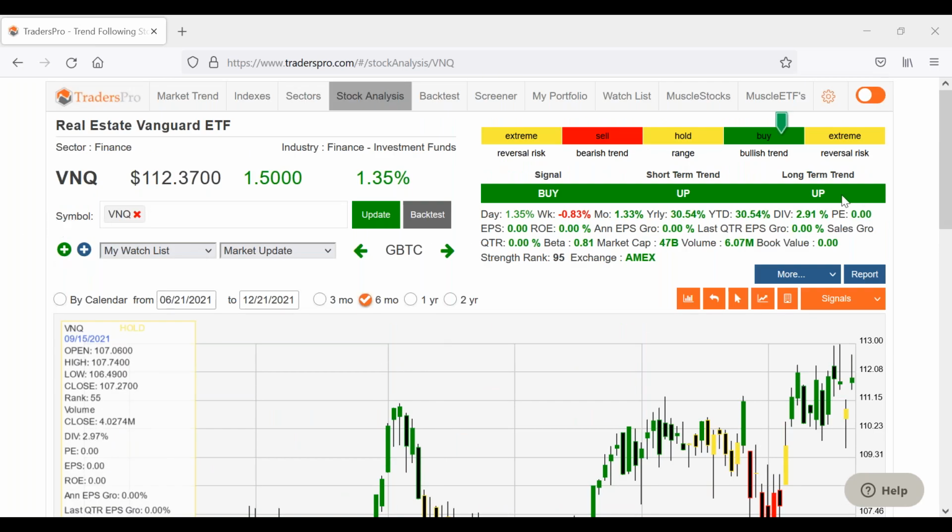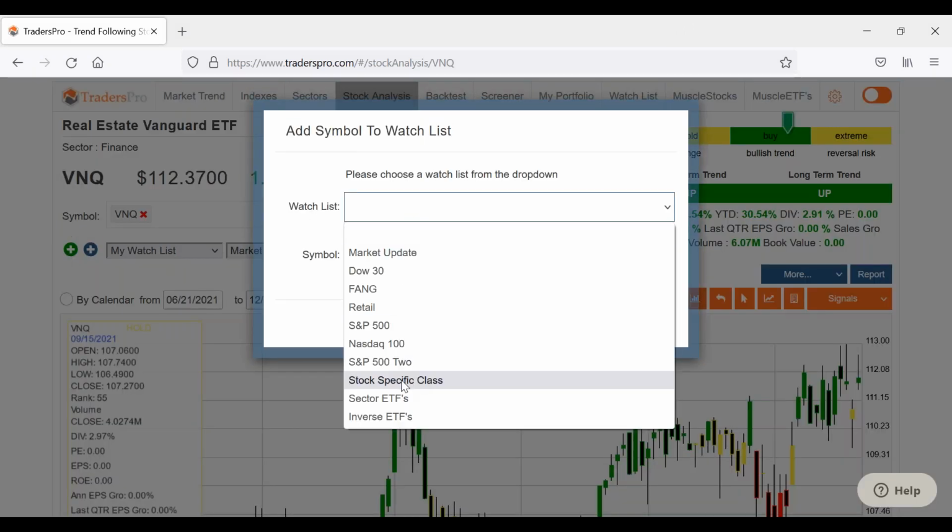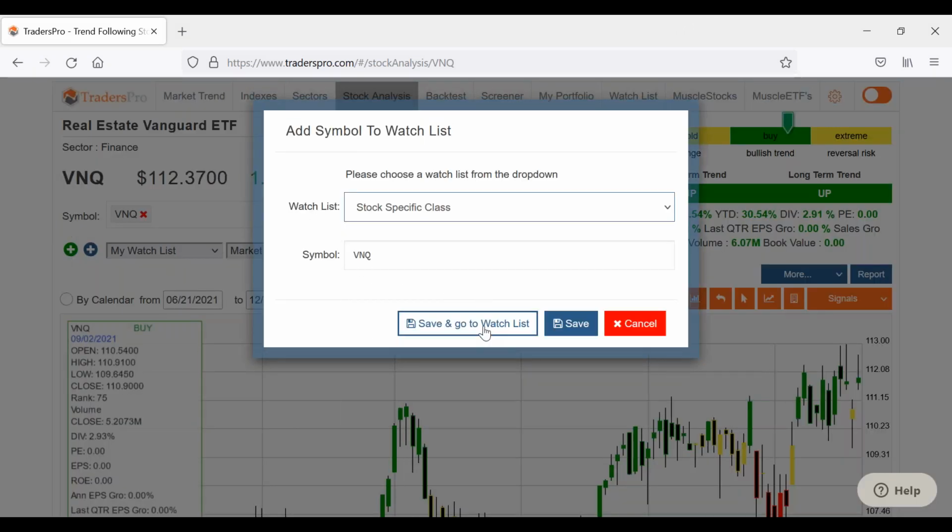Now to add it to the watch list, first of all, you've got to set up your watch list. I go over that in one of the trainings too, how to set up your new watch list, how to name it, all that. But click on this little green plus button that says add to watch list. I'm going to add it to my stock specific class. I'm going to save and go to watch list.